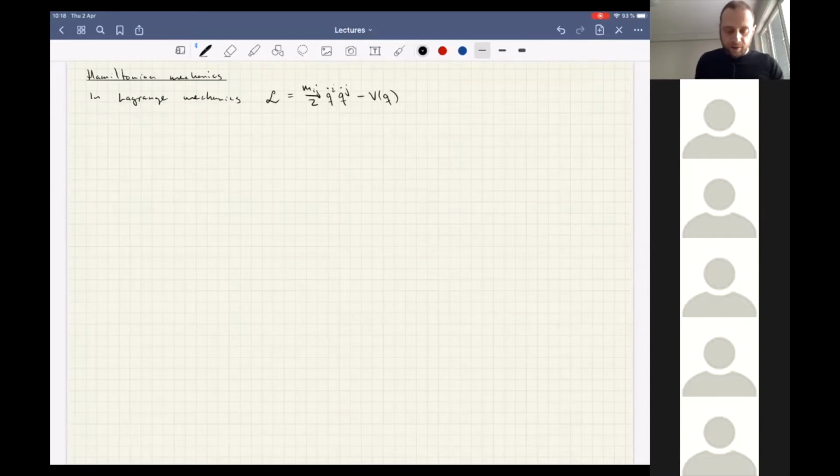And what happens in this situation is that in general we end up with a second order system of ordinary differential equations, and the number of those equations is n, where n is the number of degrees of freedom or number of generalized coordinates.